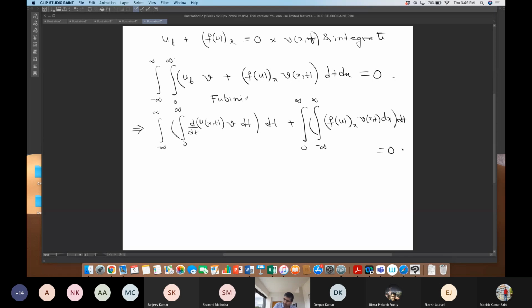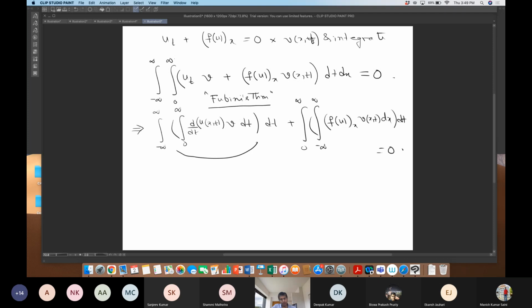Apply Fubini here. Fubini's theorem I apply, so whatever integration order you take, it does not matter. Of course, you have to check why I can use Fubini's theorem. Good. Now I can use integration by parts.